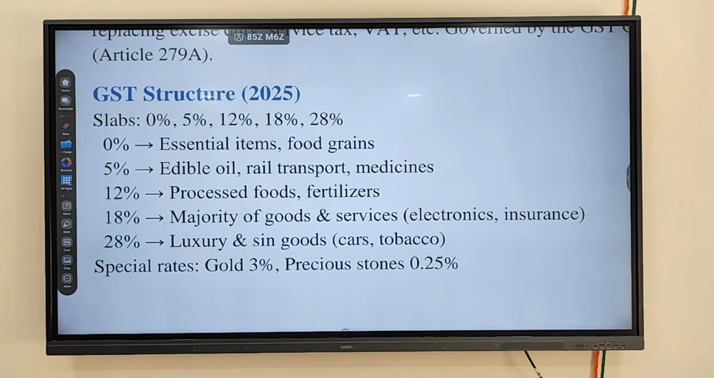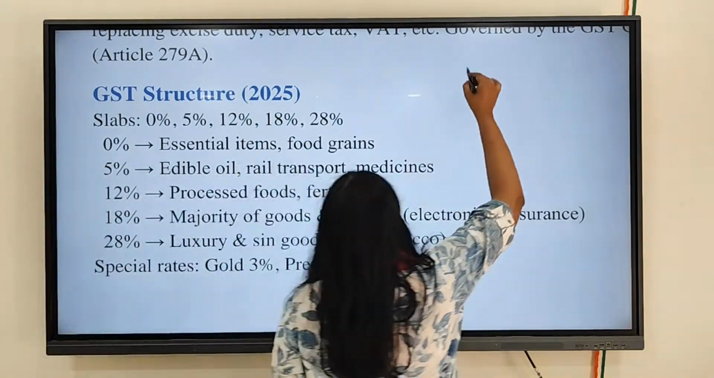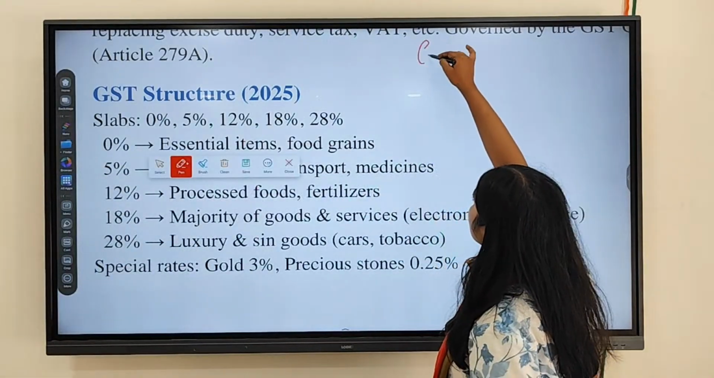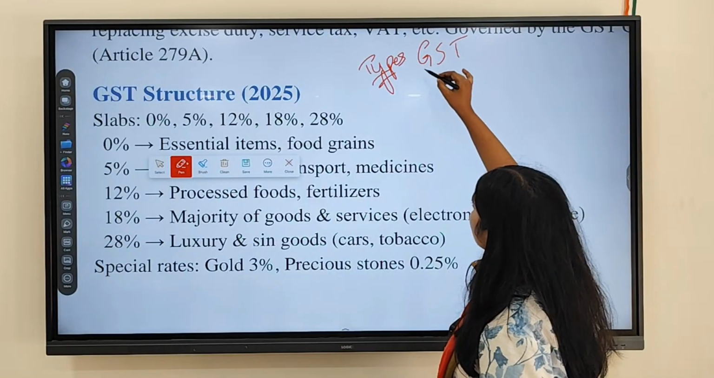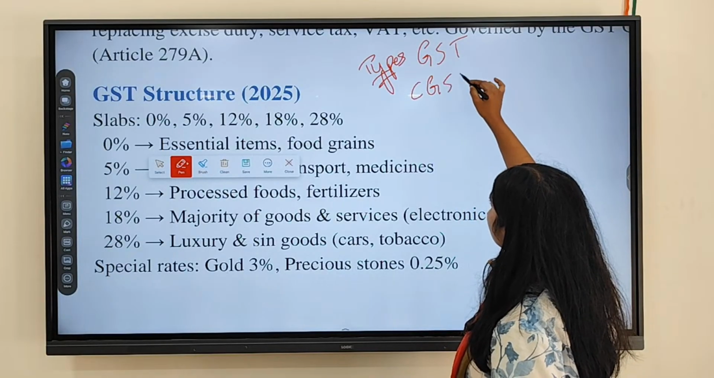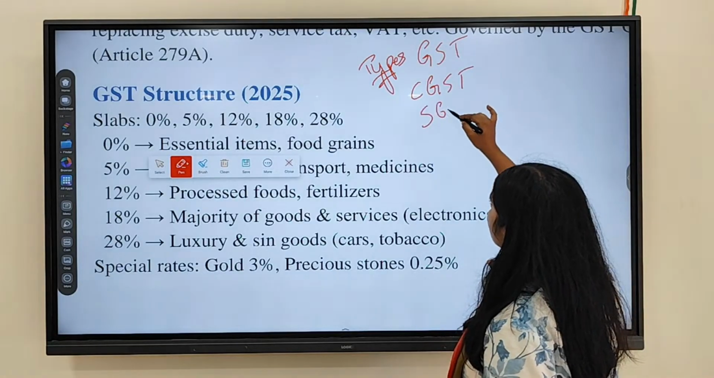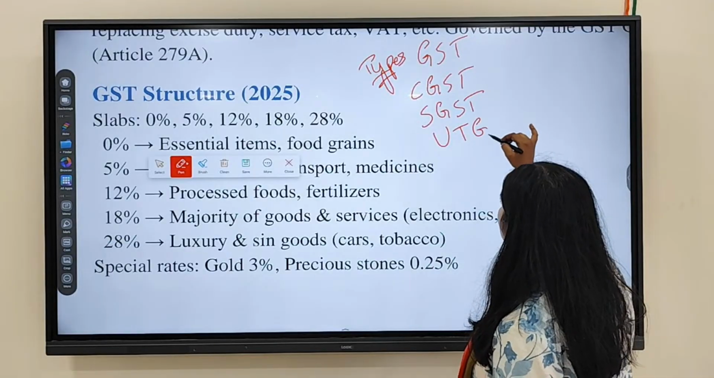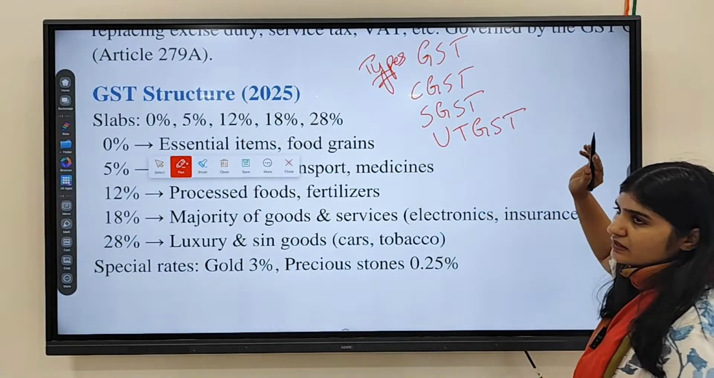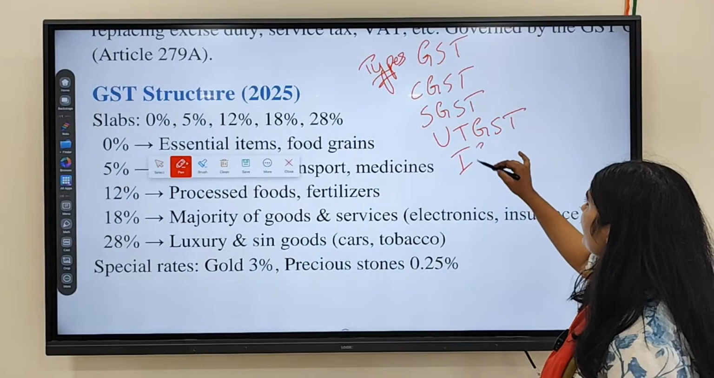CGST and SGST. There are different types of GSTs. At the central level, if the Centre levies the goods and service tax, it is called CGST. Different types of GST. Write down the types of GST. One is CGST. Another one is SGST. Next, UTGST. What is UT? Union Territories GST. And one is IGST.